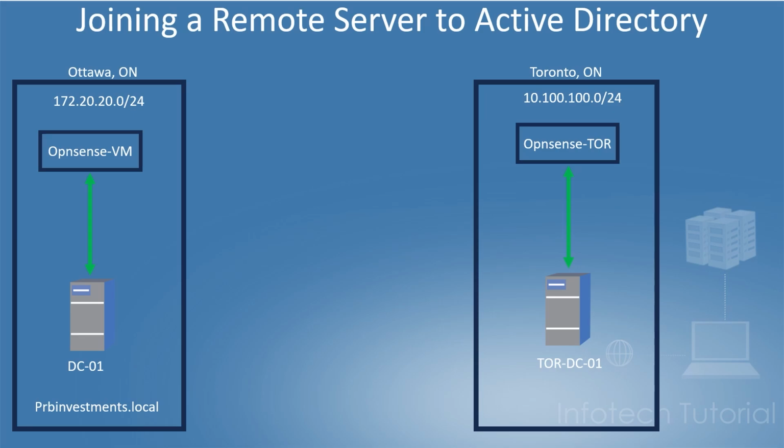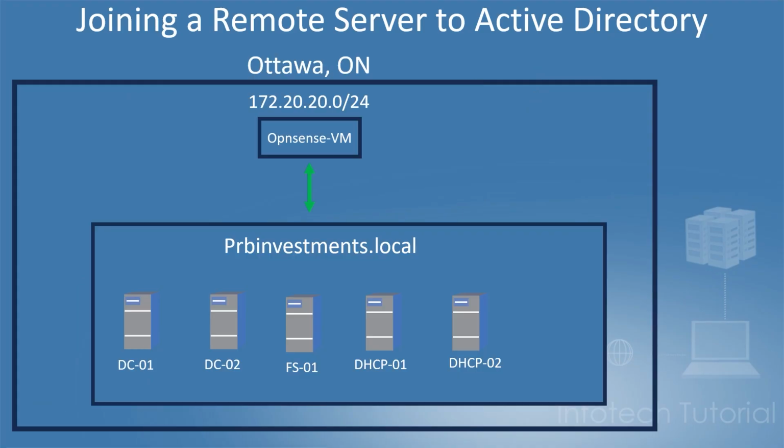Now in this video, I want us to learn about remote networks and how we can configure two routers to be able to send traffic to each other. Now currently PRB Investments has an office in Ottawa and we have a small infrastructure.